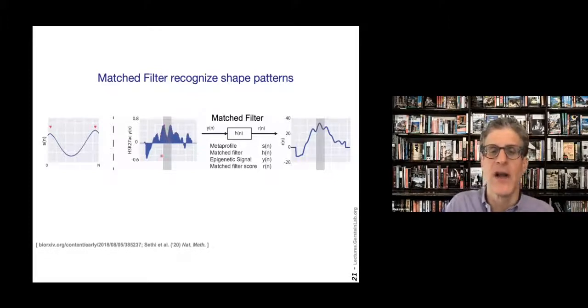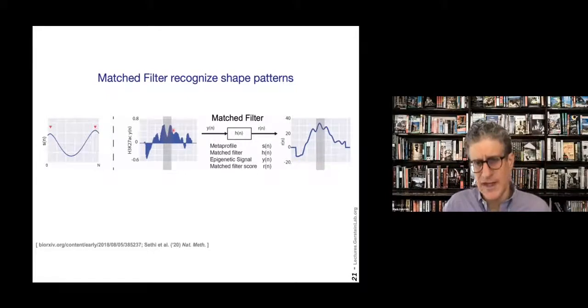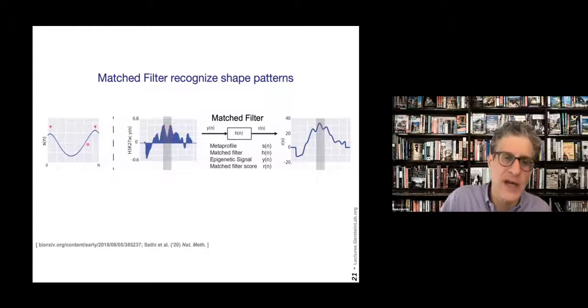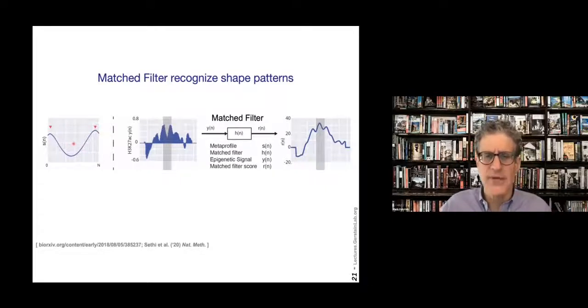This particular method, which is called the matched filter method, tries to fit a particular signal shape profile. For instance, one of the best known histone marks is K27 acetylation, which is known to have a characteristic double peak structure. So you can imagine taking a profile for that type of shape and moving it across the genome. This particular method uses that type of approach.